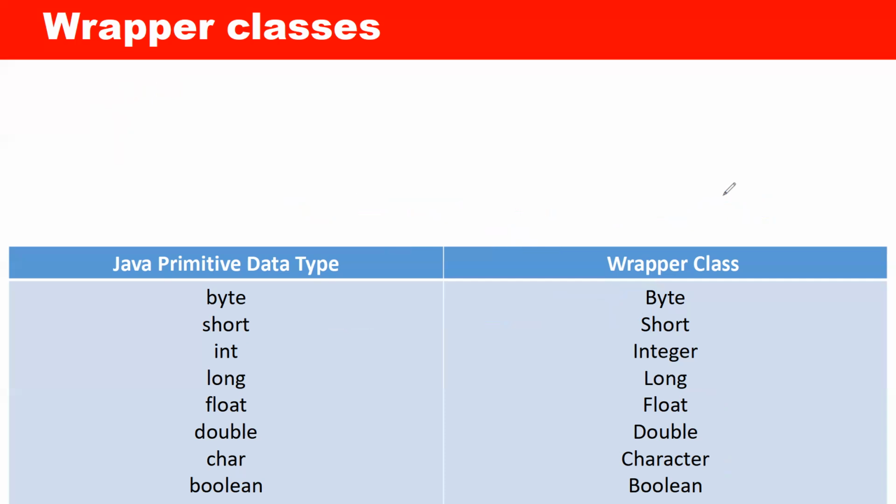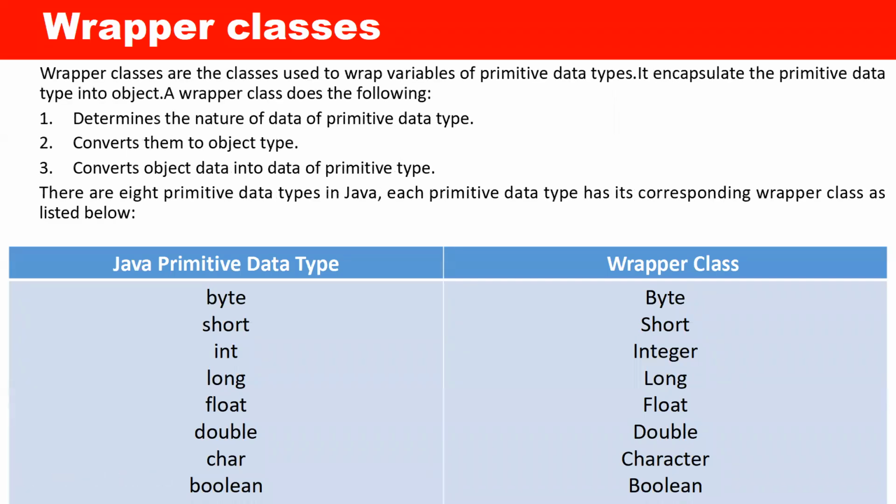So, what is a wrapper class as per the definition? Wrapper classes are the classes used to wrap variables of primitive data types. It encapsulates the primitive data type into an object. Okay. So, just remember that definition of wrapper class.